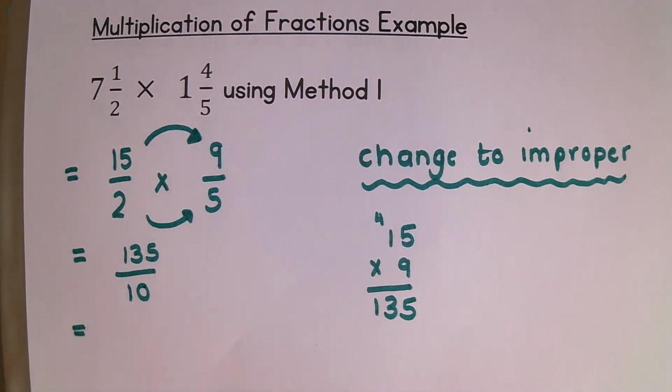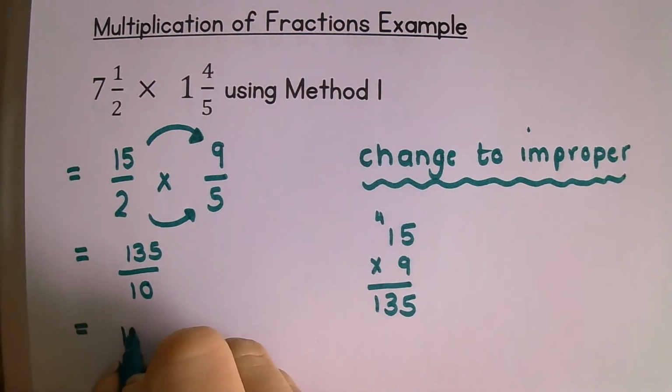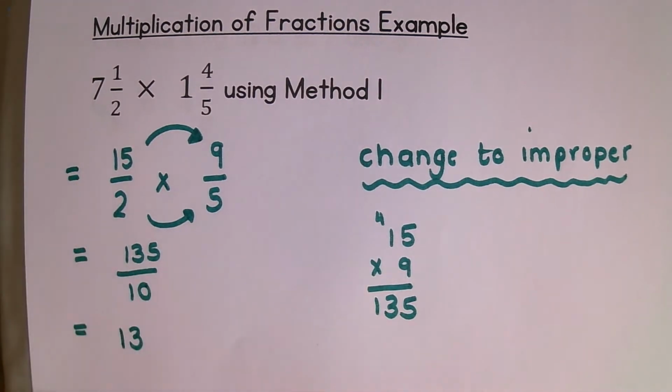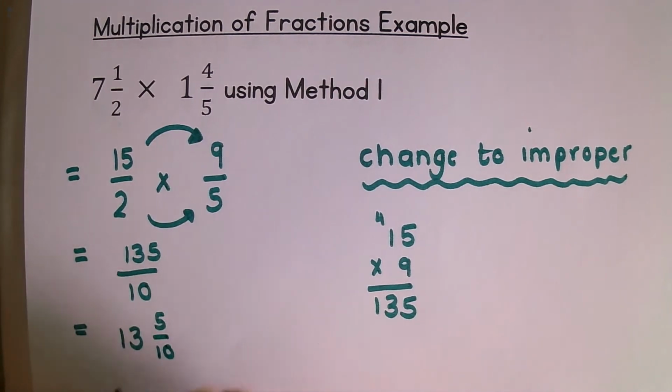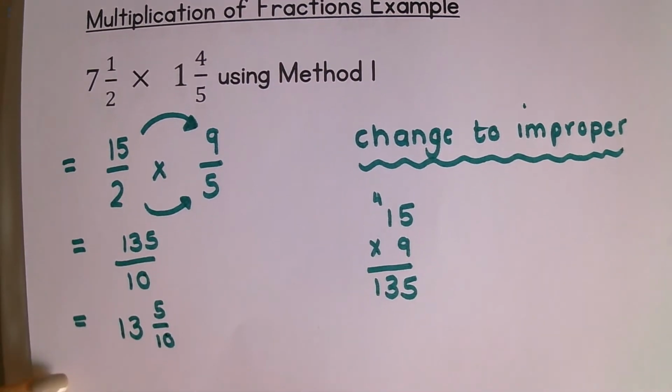Now, if you know your 10 times table, you know that you're going to get from 10 to 100, so 10, 20, 30, 40, 50, 60, 70, 80, 90, 100, that's 10 times. Then you're going to get 110, 120, and 130, so that is 13 times that 10 can go into 135. How much is left over? We're left with 13 and 5 over 10.